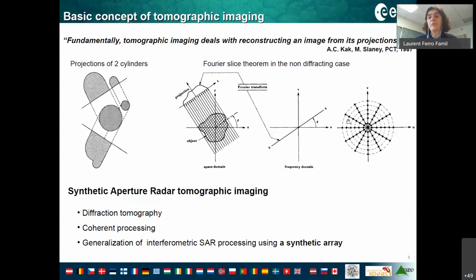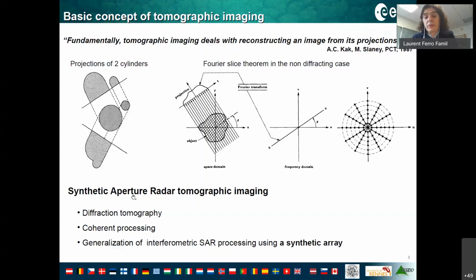And how do you perform focusing? You just make an inverse 2D transform. This is the major tool that radar engineers like to use. So in our case, we're not in this simplified case. We deal with diffracting media, so we apply diffraction tomography.